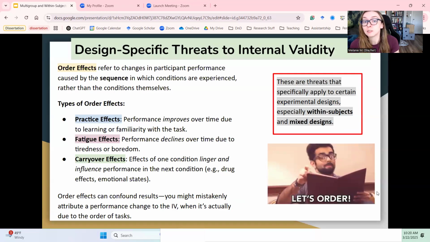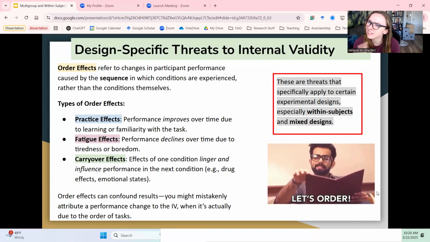We also have some design-specific threats to internal validity. I will talk about this again in a minute when I talk about the different types of design, but I want to explain what it is before I talk about its application to design. The big design-specific threat to internal validity within experiments in this context is called order effects. Order effects refer to changes in participant performance that are caused by the sequence of the conditions as they are experienced rather than the conditions themselves.